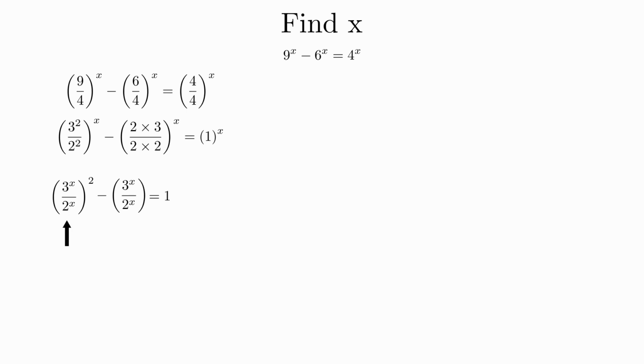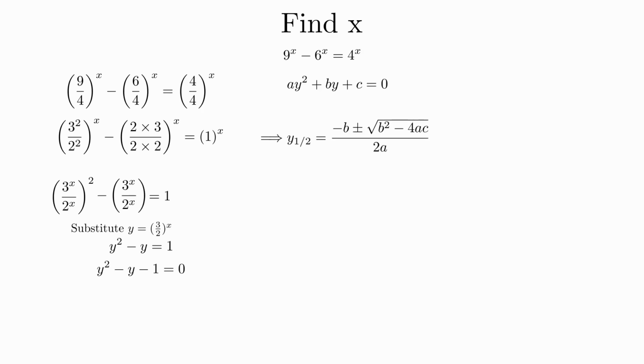If we look at our equation we can see that on the left-hand side we have one term that is the same, and that's 3 to the x over 2 to the x. We will now substitute that term with y. After moving everything to the left-hand side, we get a quadratic equation. I'll now write down the general solution to the quadratic equation, and then we will use it to find y.